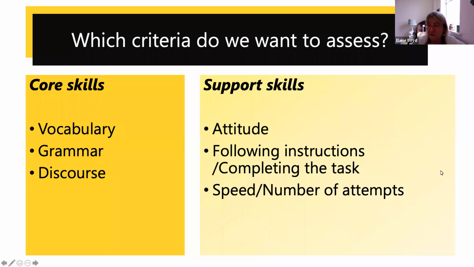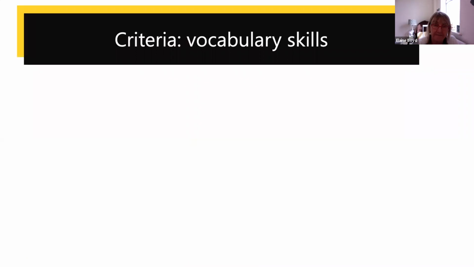And something else that is a support skill is we might want to look at how quickly they're working. We might want them to be slower. The number of attempts they do, are they willing to correct and improve their work? So these are just examples. It's not the total toolkit. These are examples of the types of things we can assess. So let's look at how we can develop these and how we can standardize them and work with them together. So I'm going to go through each of these. So we'll start with vocabulary skills, which is something that you mentioned.